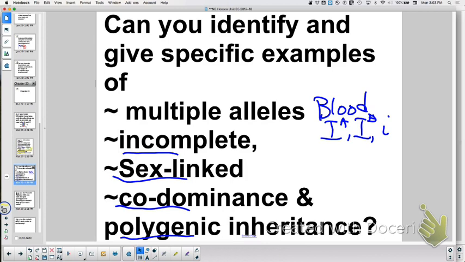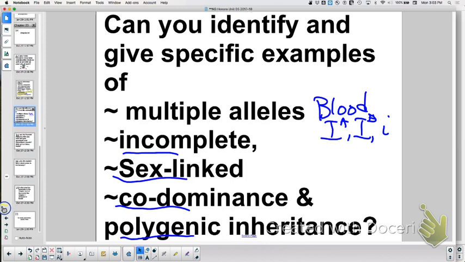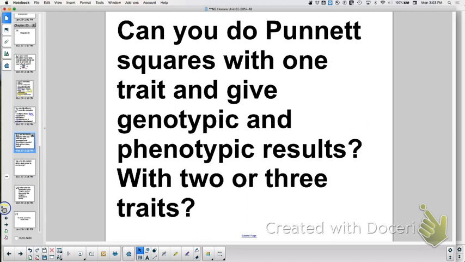All right. Next. 18. Can you do Punnett squares with one trait and give genotypic and phenotypic ratios? With 2 and 3 traits? Yes. What would you do? Multiple Punnetts. And just remember to what them? Multiply. Because you're saying, can this happen at the same time? Chances. Multiply them together, right? All right.